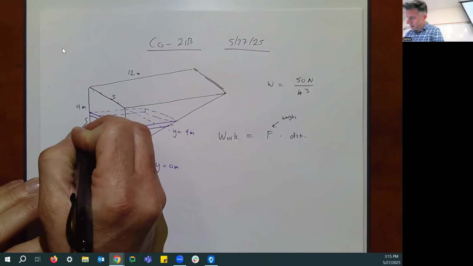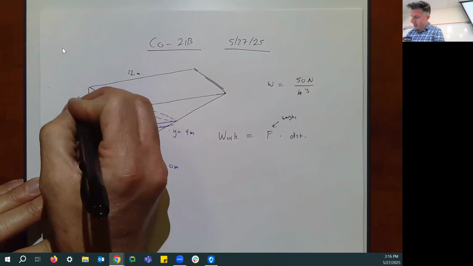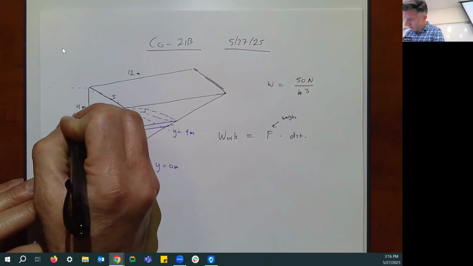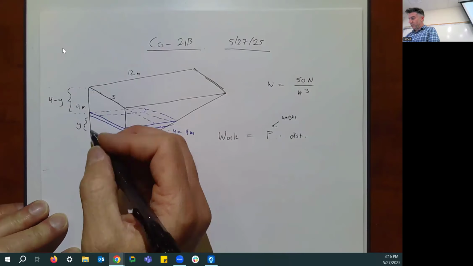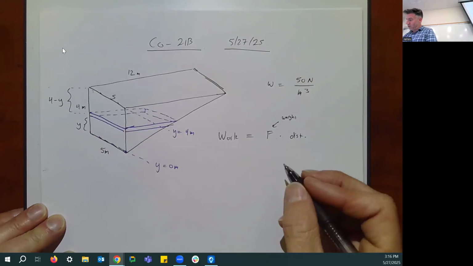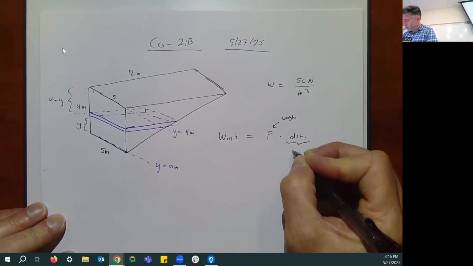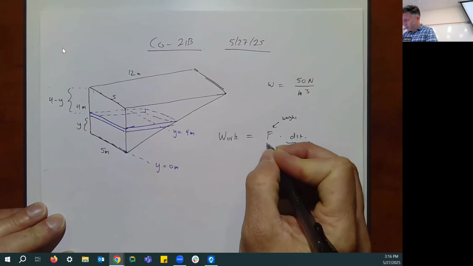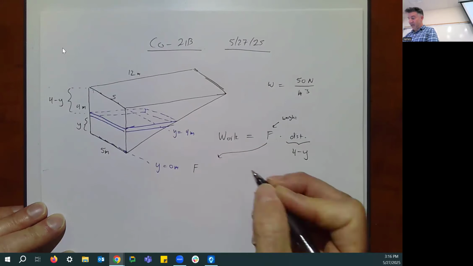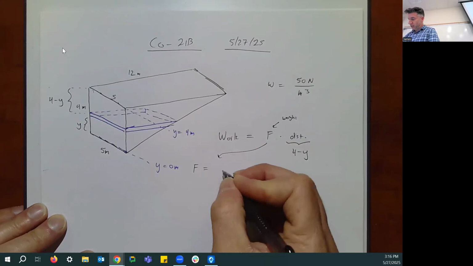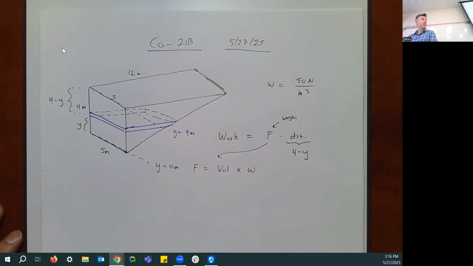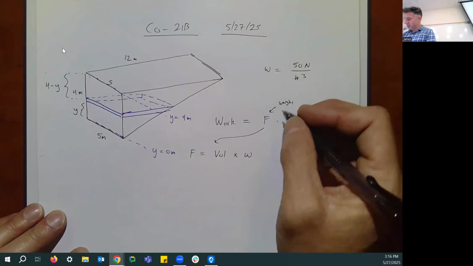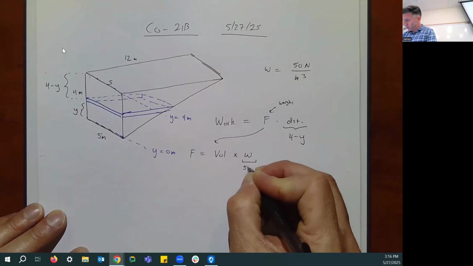We're going to say it's at a height of y, and the distance it has to travel is going to be 4 minus y. And now we really have to find the volume of our slice. So the distance, we're good to go. That's going to be 4 minus y. The force, aka the weight of our water, is the volume of our water times the density of our water, which he's used omega for. So in this case, the omega part is just going to be our 50 newtons per cubic meter.